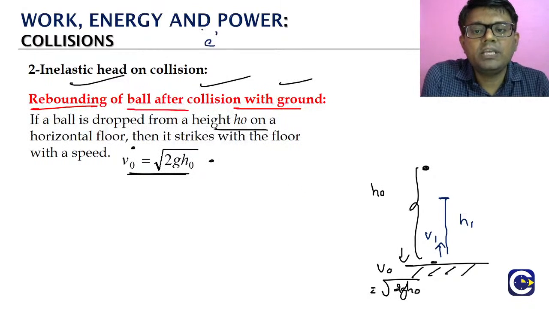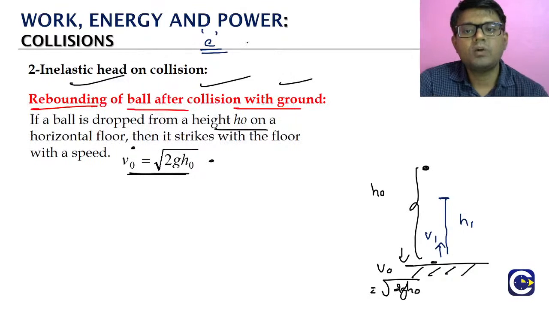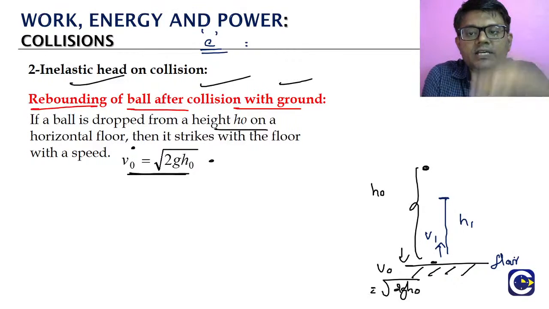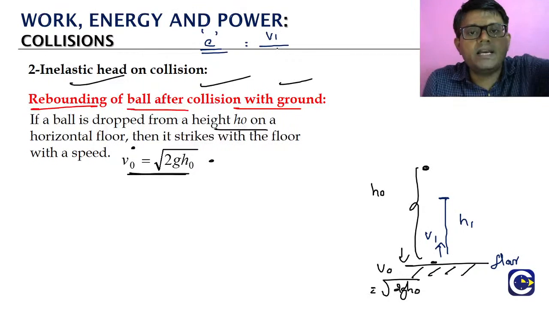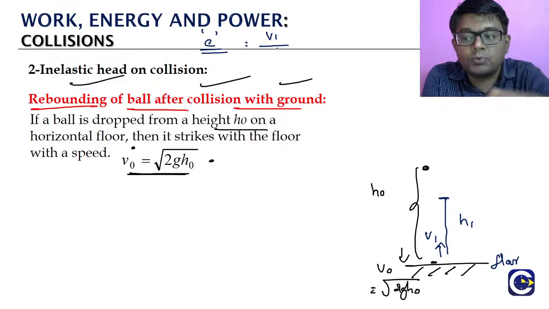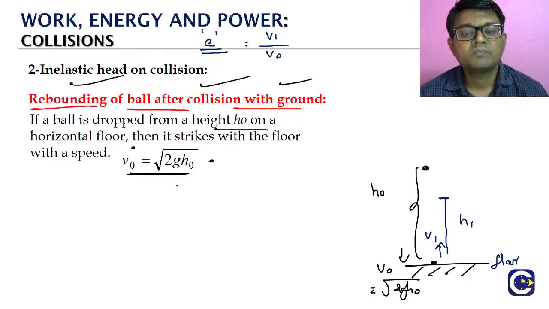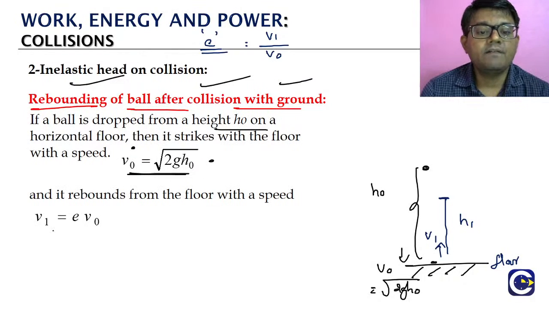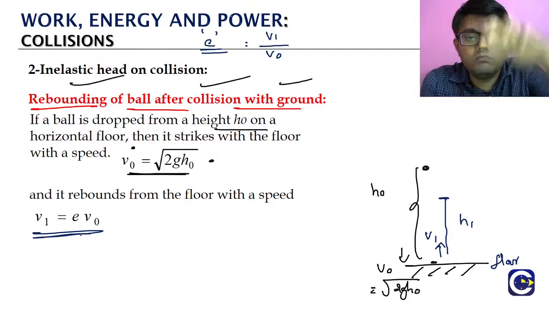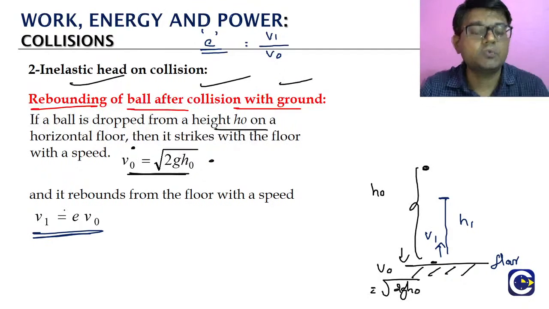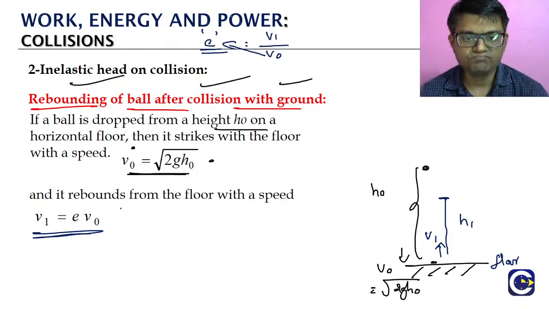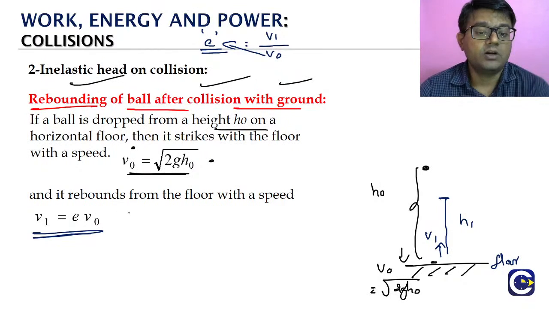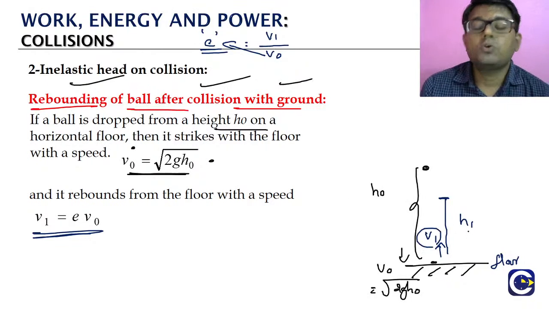So here we can talk about the coefficient of restitution e. What is this? Relative velocity of separation divided by relative velocity of approach. Here the floor is always at rest. Relative velocity of separation after the collision means with how much velocity it is going up: v1. Divided by relative velocity of approach before the collision, with which it is approaching: v0. So from here, the velocity v1 with which it will bounce after the first collision is, rearranging, v1 equal to e times v0.